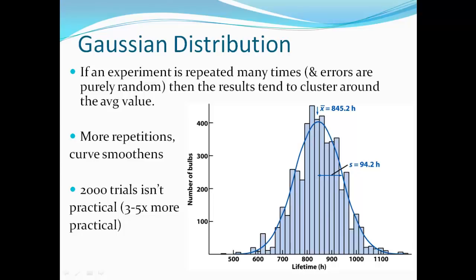We can't do that. So we suffice with something like maybe 10 trials, or a typical is at least 3. You have to have at least 3 trials to be able to get any type of statistic, but that's really low. So I usually, when I do measurements, I do at least 7. Obviously, the more you do, the better.